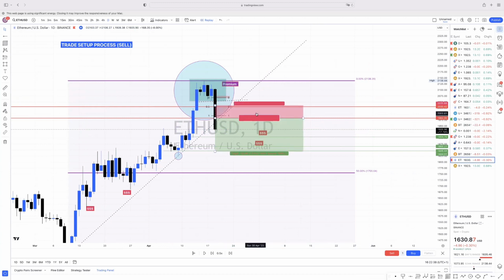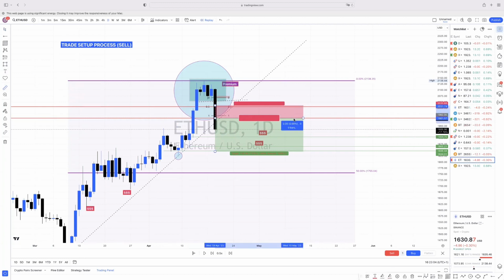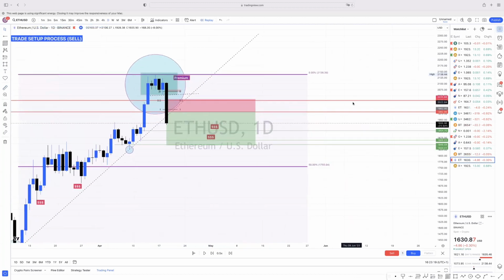Now, one thing here is that if you look at what is going on here, you will see that the risk that I'm taking here is about 485 pips, against a profit of about 1,352 pips. I am in a higher time frame, right? This is a very good risk-reward ratio.